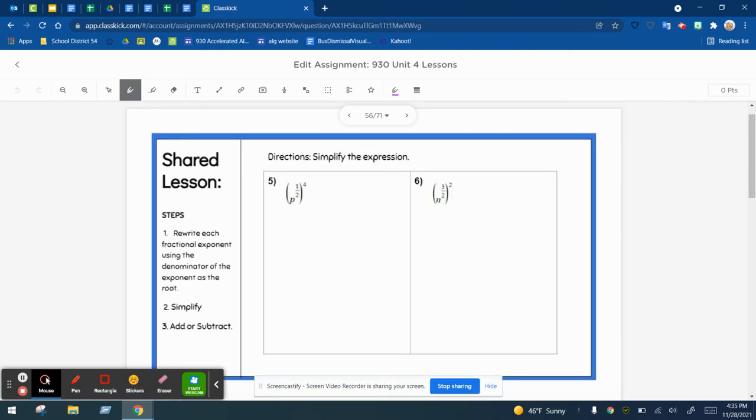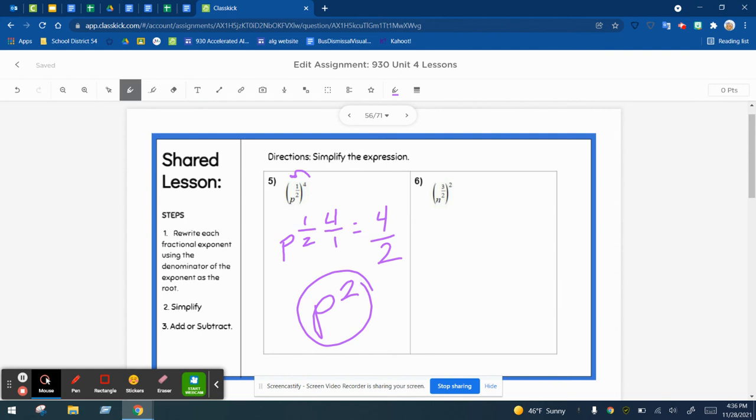Okay, we're going to simplify these expressions. We are going to multiply using our rules that we know with exponents. So we have a power to a power. That means I have to multiply, right? So this is going to be p to the power of 1/2 times 4. And we know when we multiply fractions, we multiply straight across. So that would be 4 over 2, or p squared.